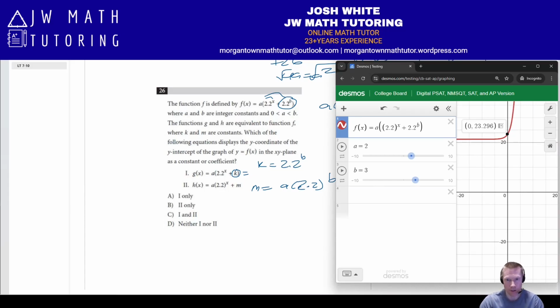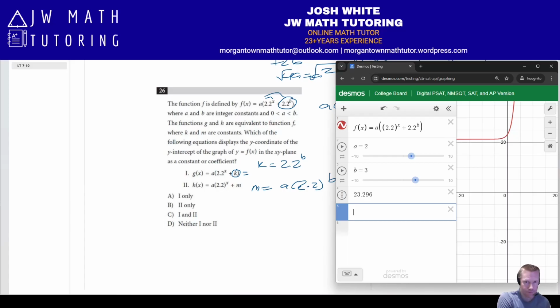Okay, it's 23.296. So we can either keep that, you can write it down here. What I'll do is I'll just export it. And so we have it right there. This is the value we're looking for in both g and h of x. Okay, so now what I'm going to do is I'm going to graph g of x. The x, okay, and then, oh, actually no, I need the extra parentheses.